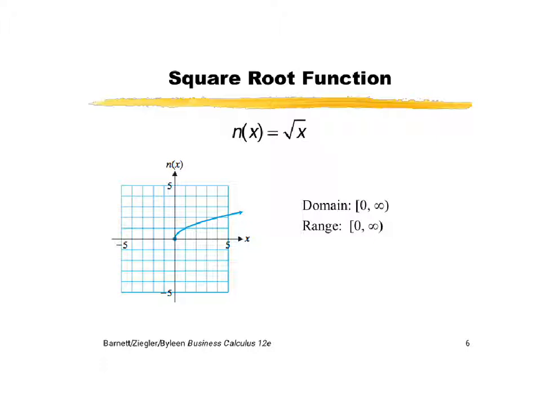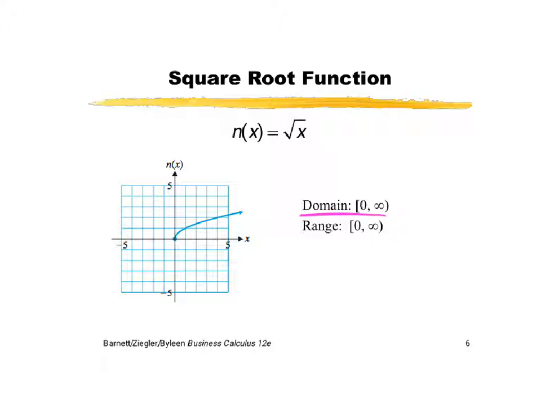Okay, next we have the square root function. Notice here it says n of x is equal to the square root of x. We're given the graph here to the left. And it says here that the domain is from 0 to infinity, including 0, and the range is also 0 to infinity, including 0. So let's just look at this first.